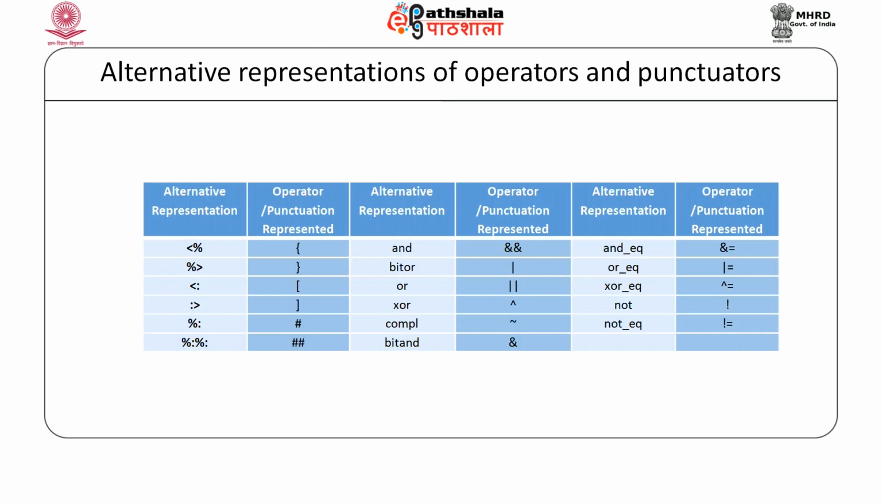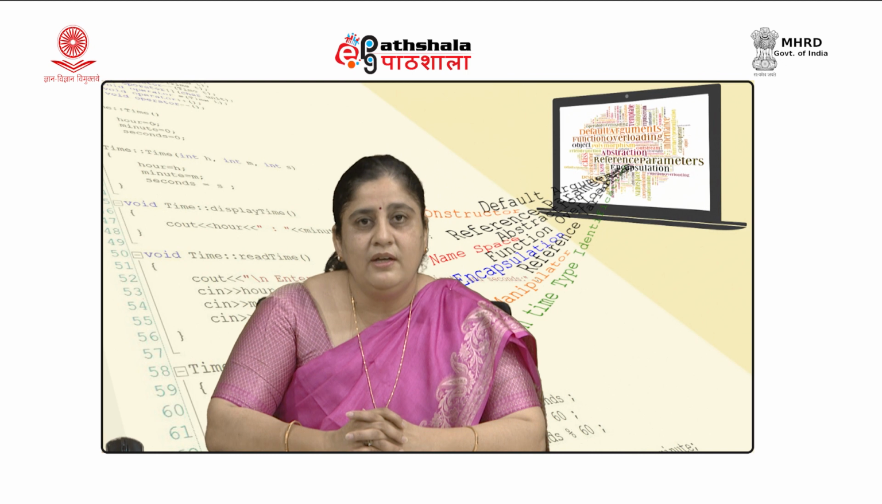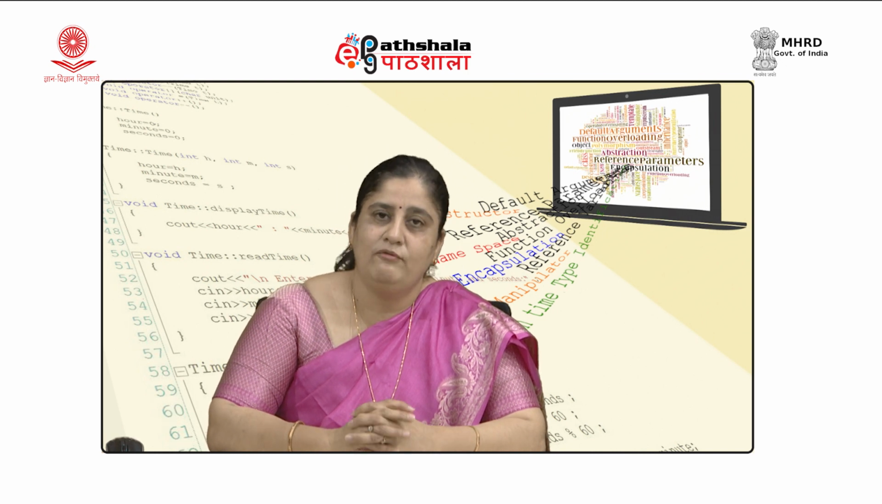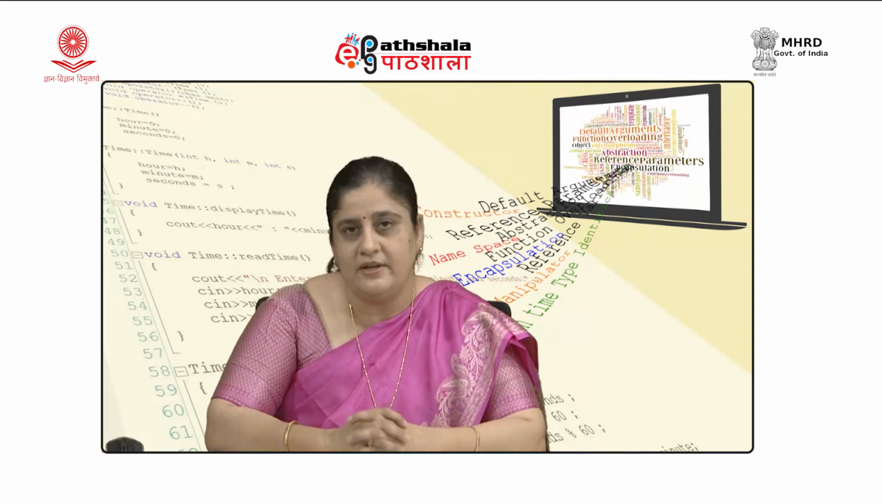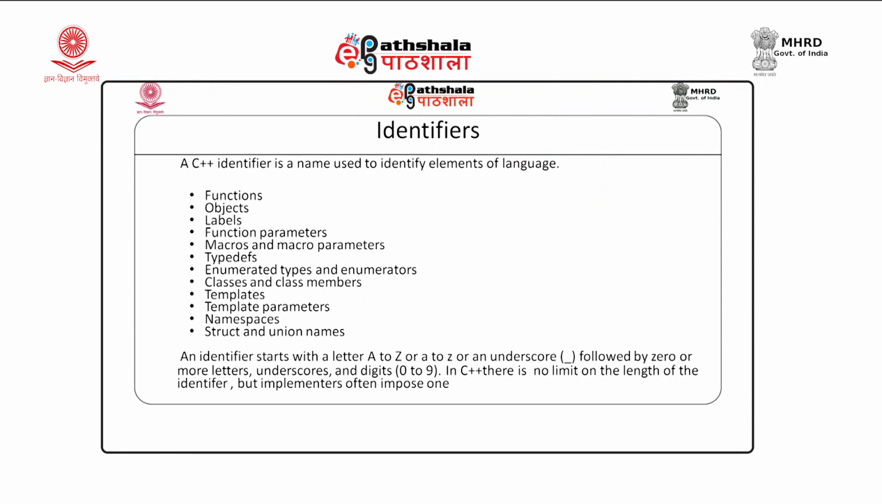C++ also reserves some alternative representations for operators and punctuations. This is a list of alternative representations that we can have for some of the operators and the punctuations. Using this basic character set, we form the tokens, and one of the tokens that we have is the identifiers. Identifiers are the names given to the programming language elements.